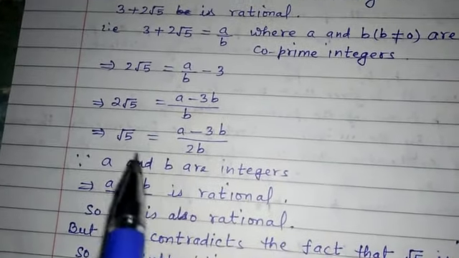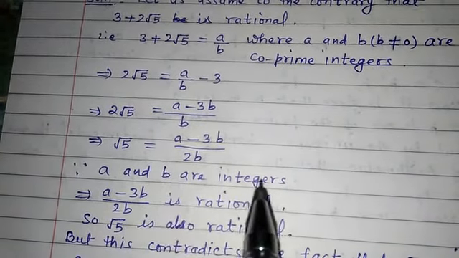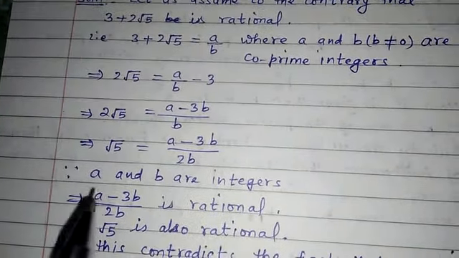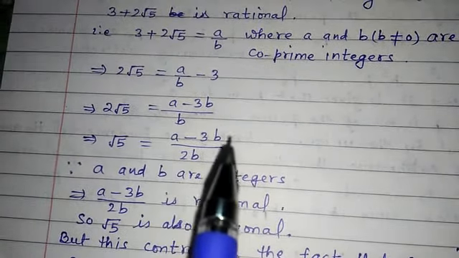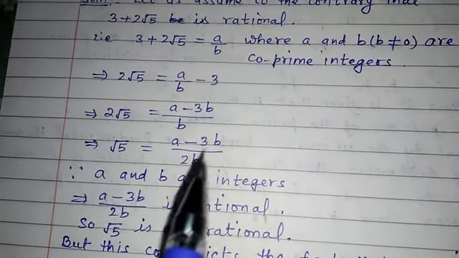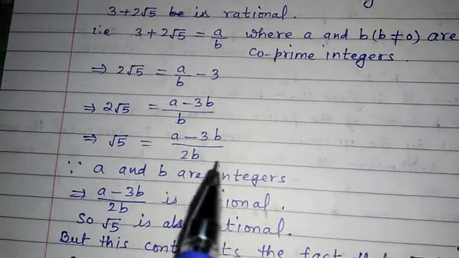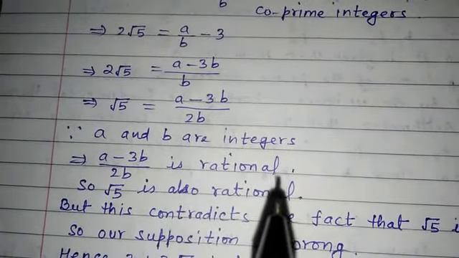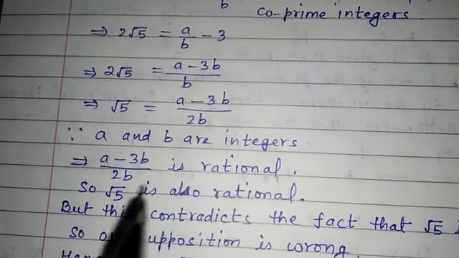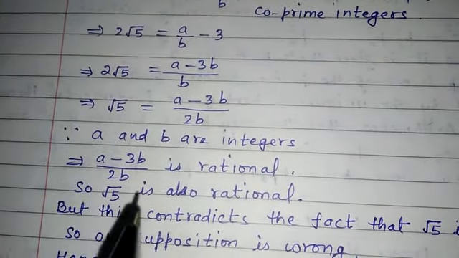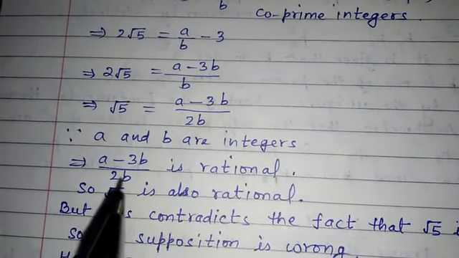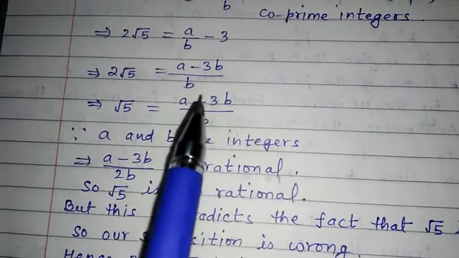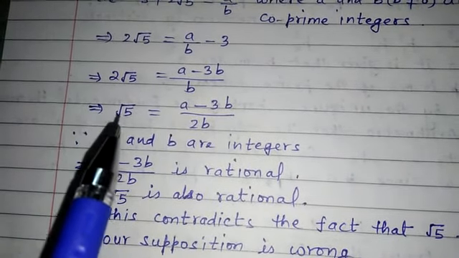So here a and b are integers. We have already defined a and b as integers. So therefore, if a and b are integers, 2 and 3 are also integers. So the whole value a minus 3b by 2b is a rational number. That is, root 5 is also a rational number because a minus 3b by 2b equals root 5. Here the right side is a rational number, but this is equal to root 5.